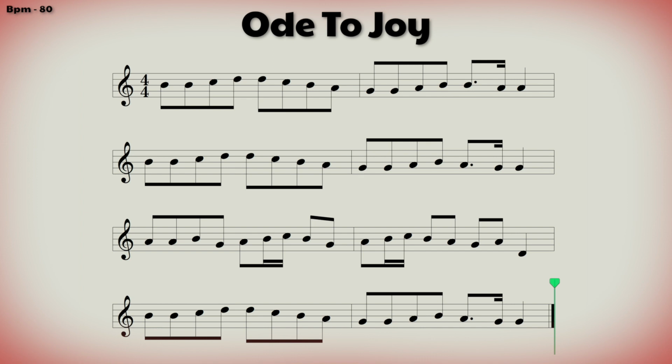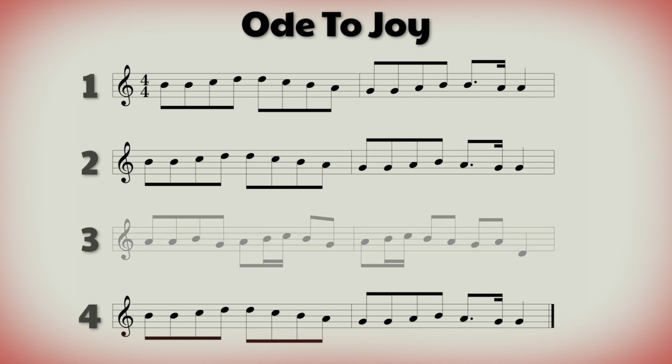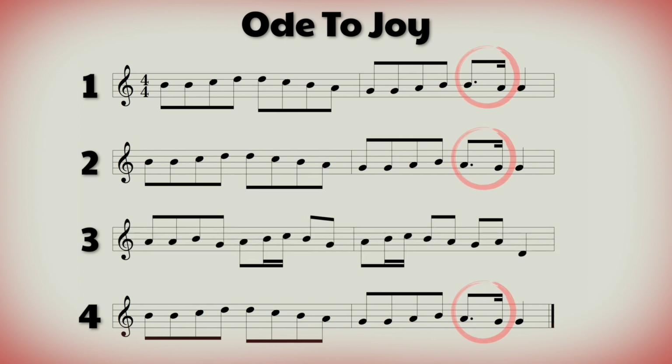Okay, this is Ode to Joy. It's actually not that difficult, and if you look closely at lines 1, 2, and 4, you'll see that they're almost identical. So once you've learned the first line, you've pretty much learned 75% of the song. There's a few tricky things that we do need to look at, specifically these sections with dotted 8th, 16th combinations, as well as these sections with 8ths and double 16th combinations.